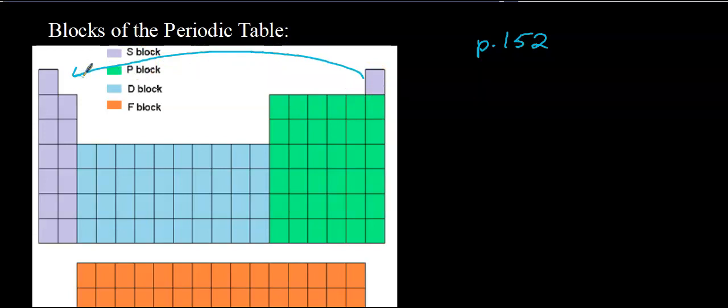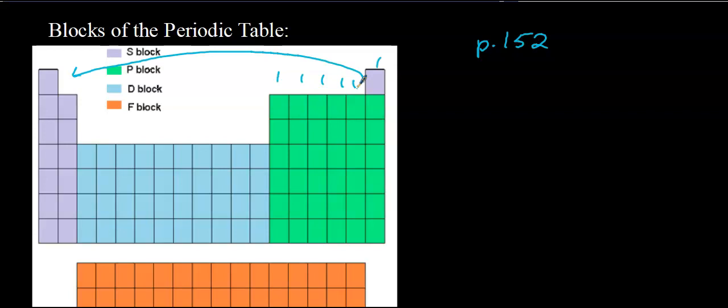Let me ask you something. How many columns wide is the S block? It is 2 columns wide. How many electrons maximum can fit in an S sublevel? That would be 2. How many columns wide is the P block? Count them. Oops, missed it there. There we go. It is 6 columns wide. How many electrons maximum can fit in a P sublevel? That would be 6. Take a guess.